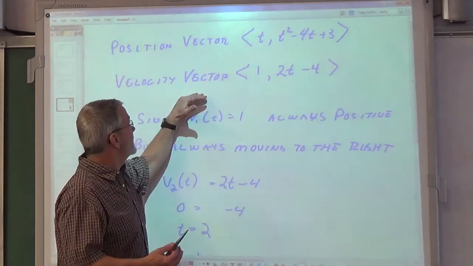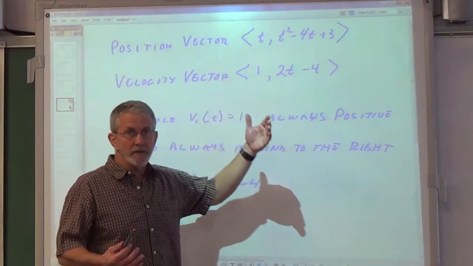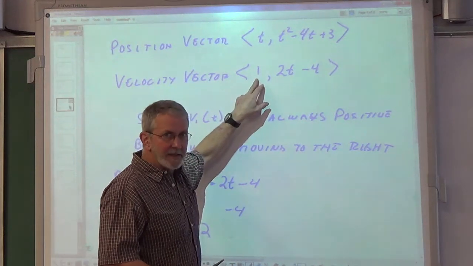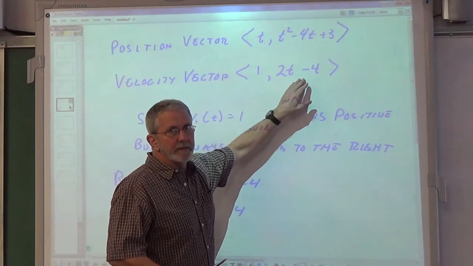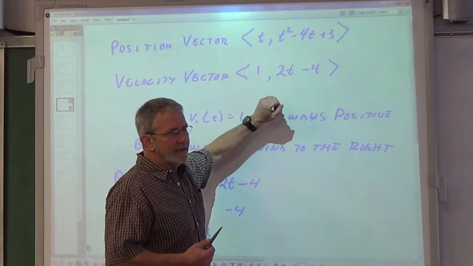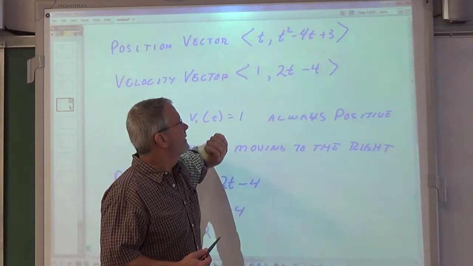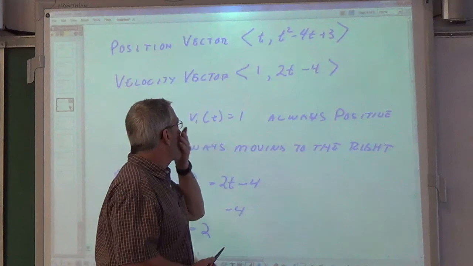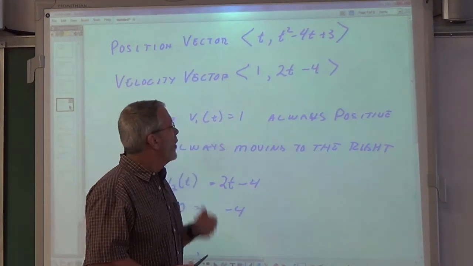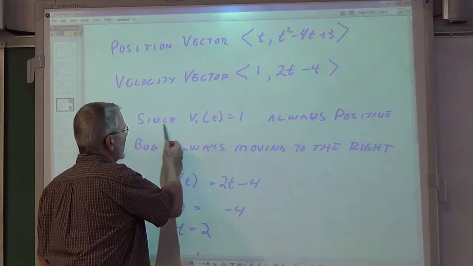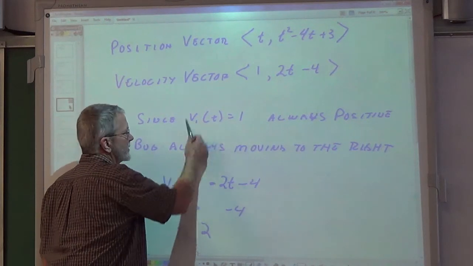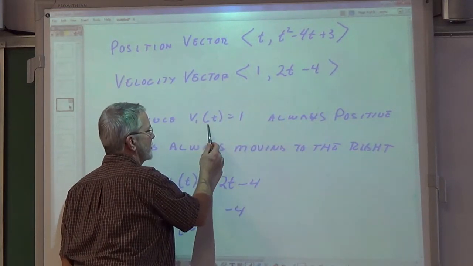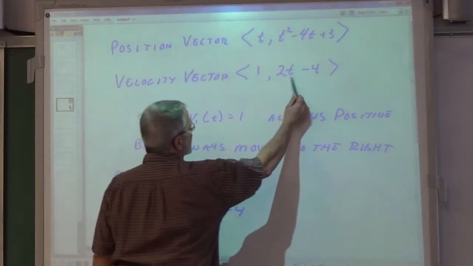Well, the velocity vector is very simple. It's just the derivative of those components: the derivative of the x component and the derivative of the y component. x prime of t, y prime of t, dx/dt, dy/dt. For our example, this velocity vector is 1, 2t minus 4. Oh, look at this guy right here. The first component of the velocity vector is 1. That's v sub 1. v sub 2 is 2t minus 4.